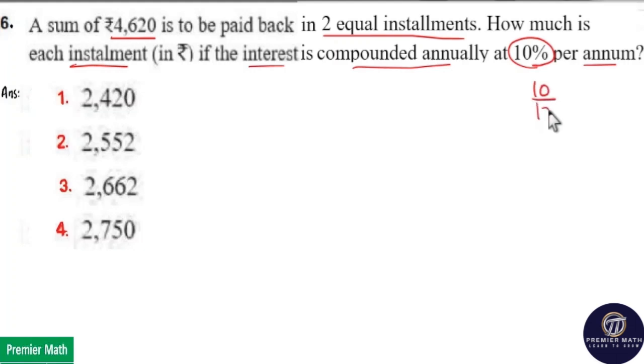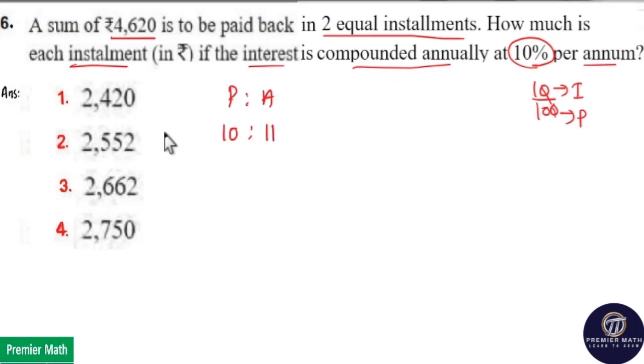10% means 10 by 100, which means 1 by 10. That is, this 1 part interest is generated from this 10 part principal at the end of the year. Here, take the ratio of principal and amount. Principal is 10 part and amount is 10 plus 1, 11 part.